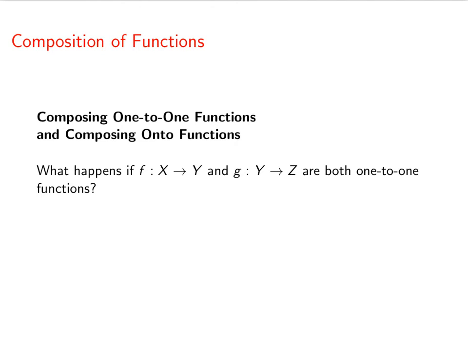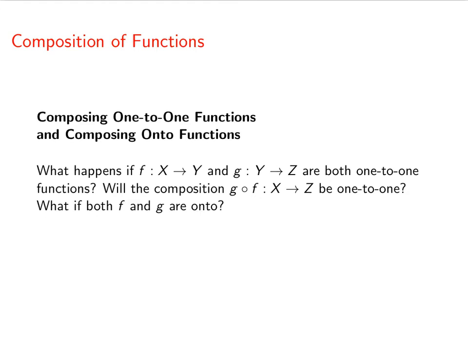Hello, discrete math fans. We're going to compose one-to-one functions and compose onto functions and see what happens. What happens if f mapping from x to y and g mapping from y to z are both one-to-one functions? What will happen with the composition? Will that be one-to-one? What if both f and g are onto? Will the composition be onto?